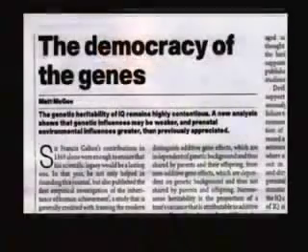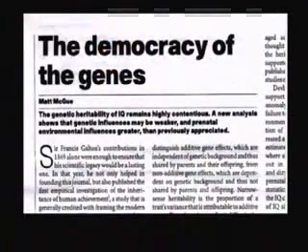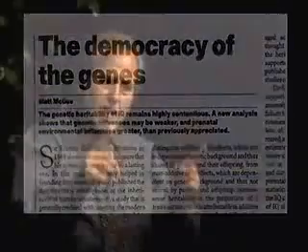This paper is illustrating that. It says in the subtitle, the genetic heritability of IQ remains highly contentious. A new analysis shows that genetic influences may be weaker and prenatal environmental influence is greater than previously appreciated. It's based on a paper that reveals 40 to 50% of the potential IQ of a child is a variable based on the perception of the mother during pregnancy.